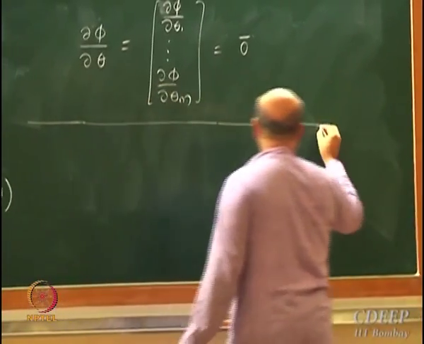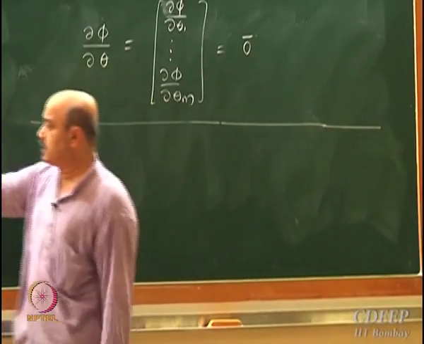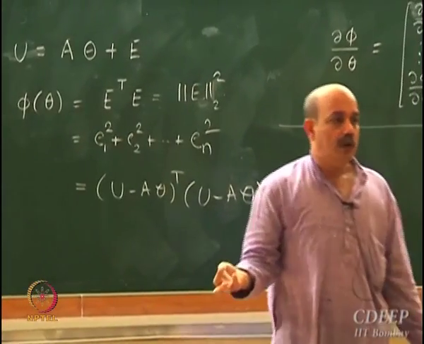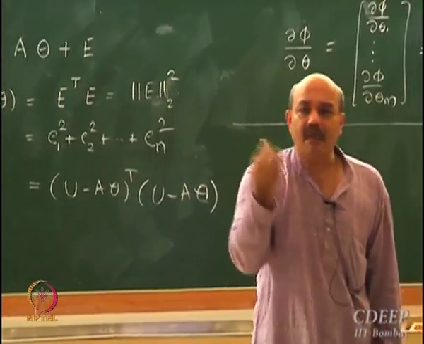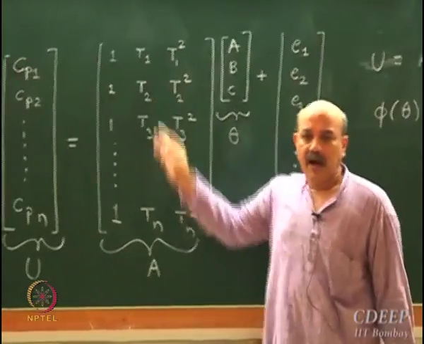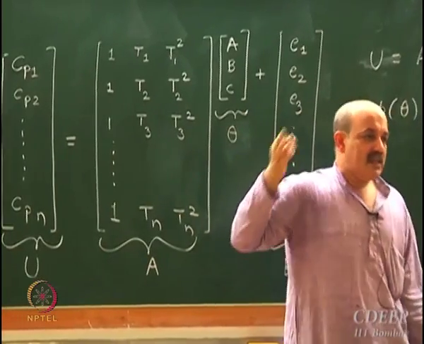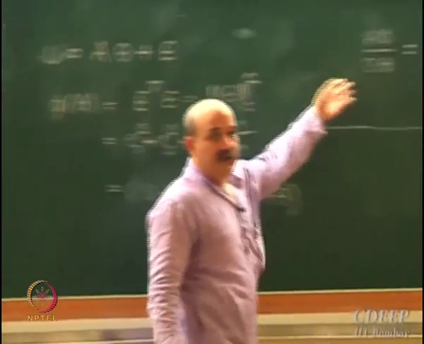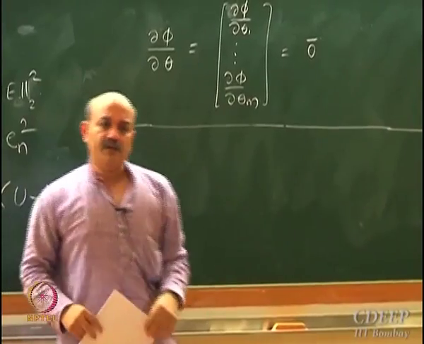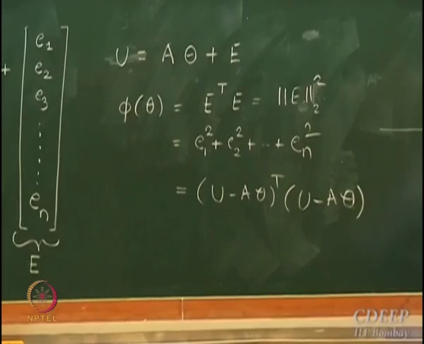In terms of notation, I am digressing a little bit because I want to differentiate this E transpose E with respect to theta and set that equal to 0. I will get m additional equations. See, these are already n equations, and I need m more equations. M here happens to be 3. Those equations will be obtained when I do this. But before that, I should know how to differentiate a scalar function which is a function of a vector.